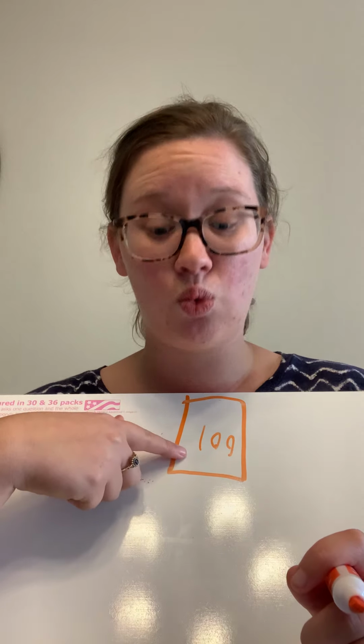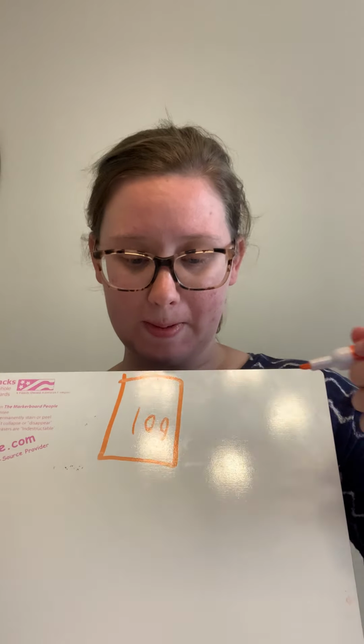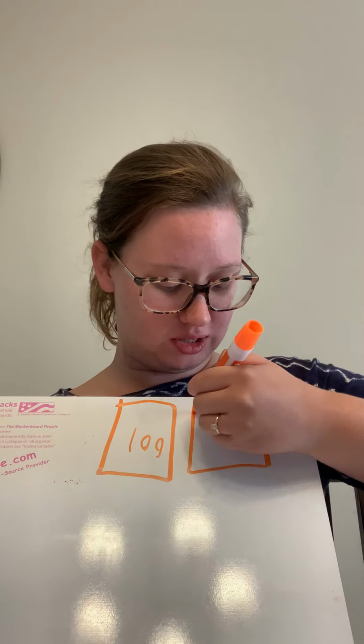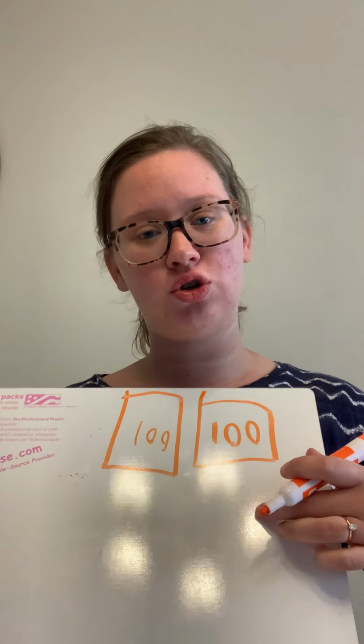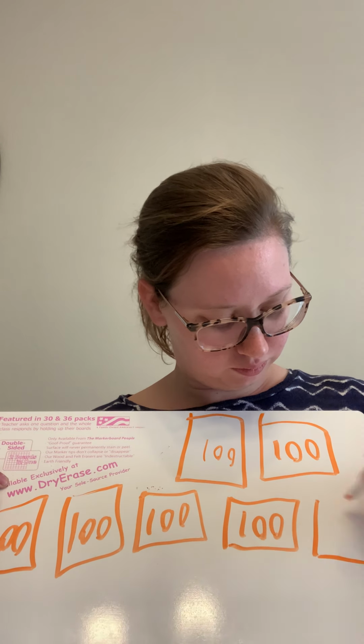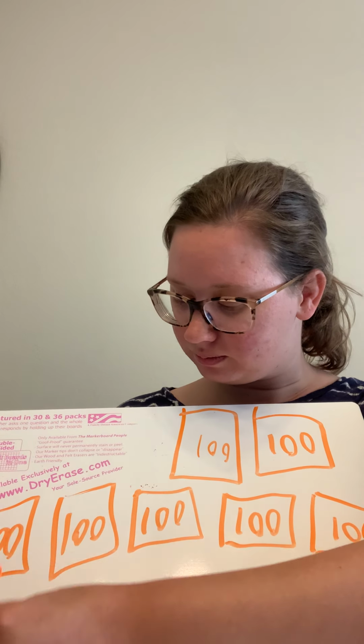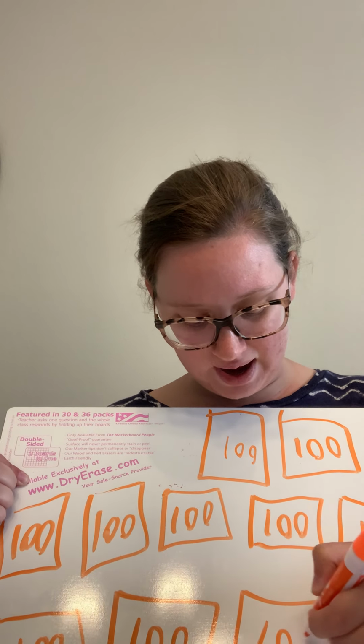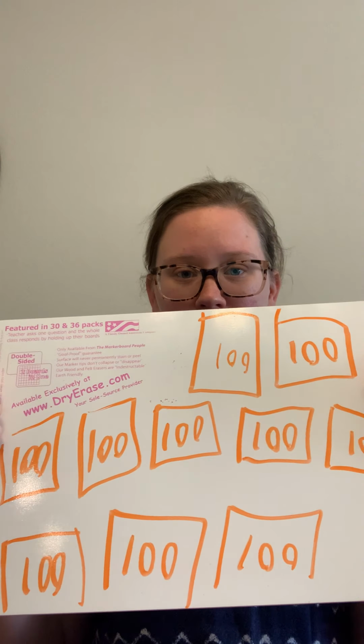So here I have 100. I need to draw my next flat, which is also going to be 100. So now I'm at 200, 300, 400, 500, 600, 700, 800, 900, and 1,000. So here's my 1,000.